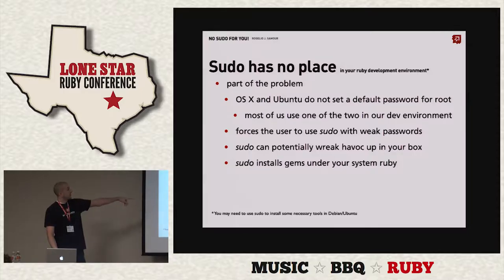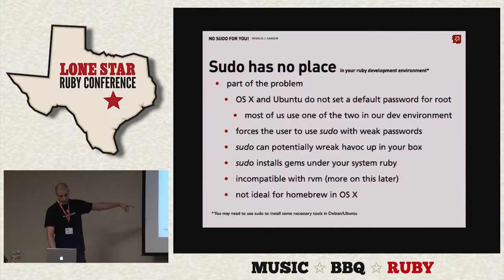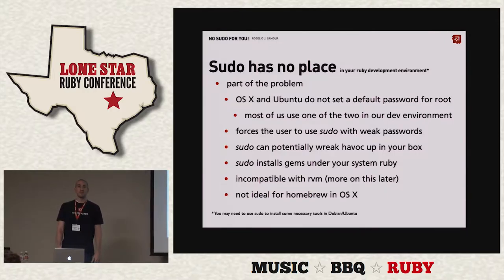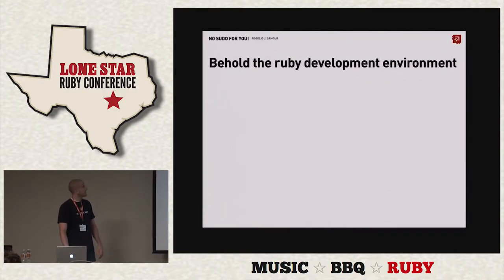Again, sudo installs gems under your system Ruby, which we'll see. It doesn't really work if you're using RVM, which is a key part of this. It's also not ideal for Homebrew on OS X. And I think about 50%, 60, 70% of people are on OS X. So great. All right. So here it is.